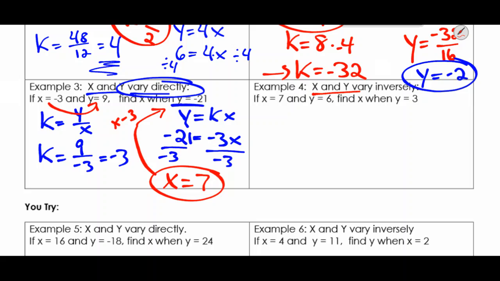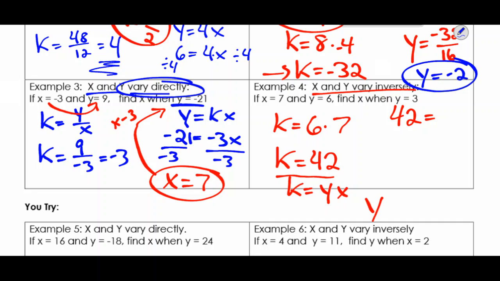And the next one varies inversely. Those are inversely proportional. So to find my constant, I'm multiplying x times y, which means my constant is 42. Actually, I'm just going to use this equation again. So you really can just use that equation. I'm just going to do that. My constant I know is 42.